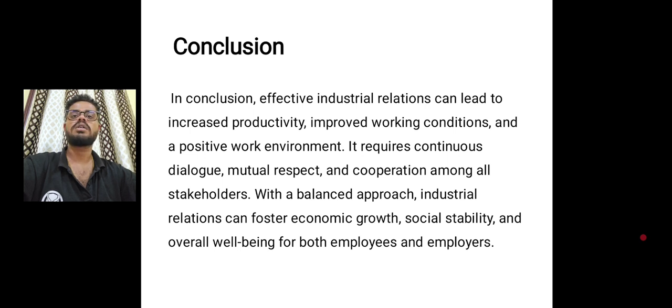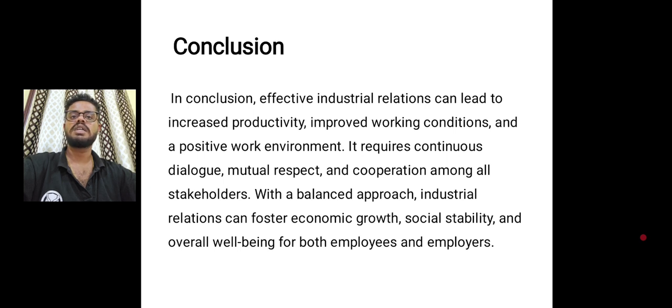Fourth one, focus on work life balance. There is an increasing emphasis on employee well being, mental health, and work life balance. Industrial relations now involve negotiating policies that prioritize employees' health and work life harmony.